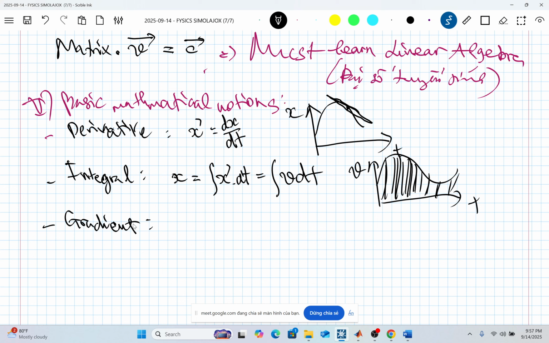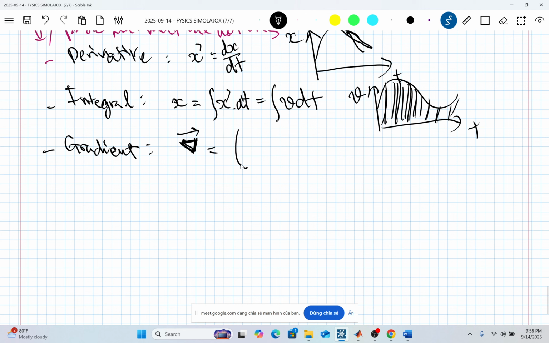Some of you might be familiar with this, and some of you don't. But I'll give a brief talk about this. Gradient, the symbol is the upside down triangle, right? And it's gonna be a vector. It is a vector. Why is that? This vector equals d over dx i plus d over dy j plus d over dz k. Okay.